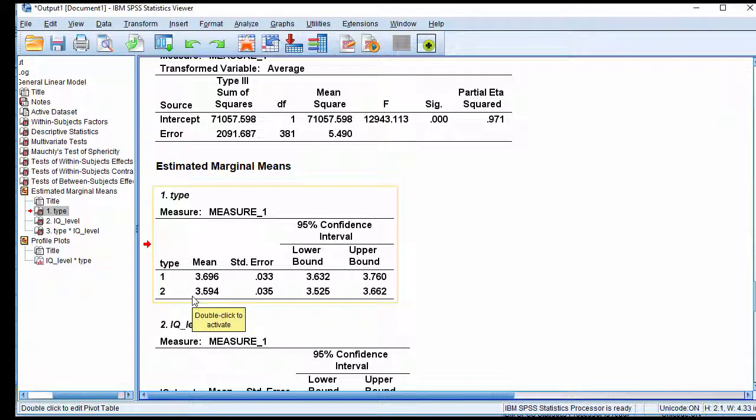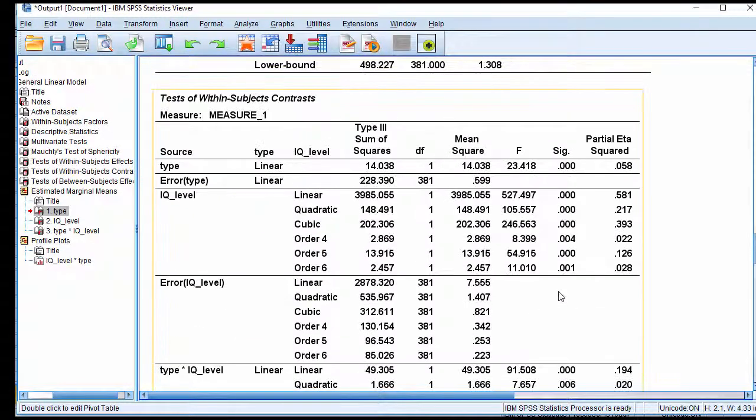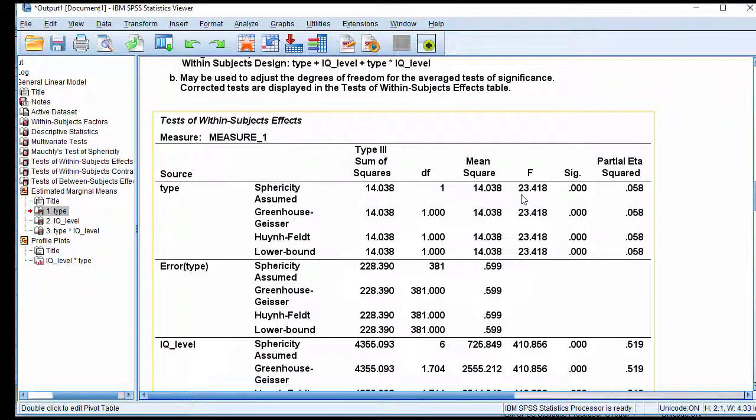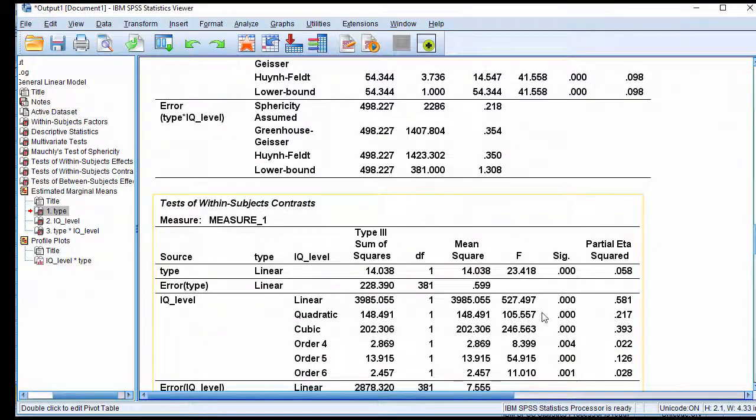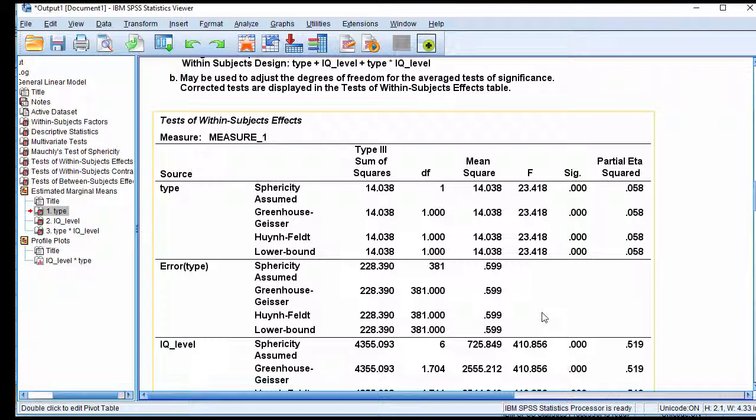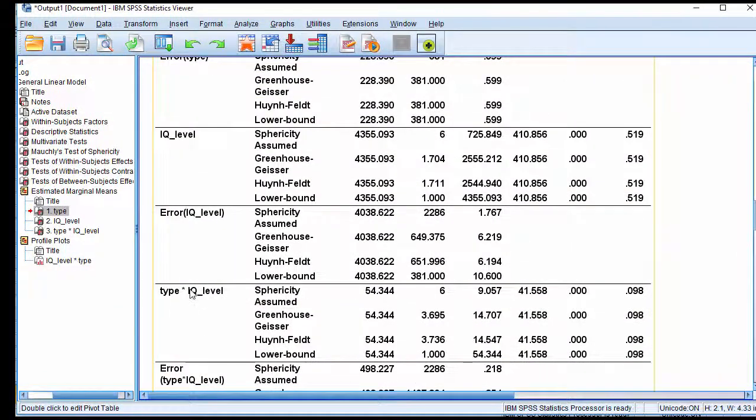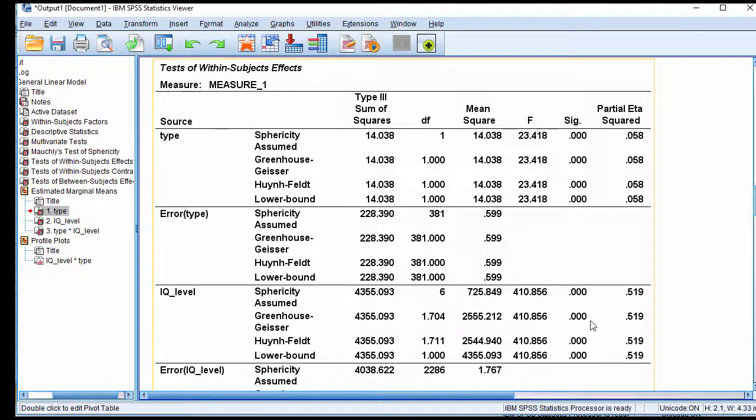So on average, when you exclude consideration for the various IQ levels, you just collapse them, people rated the desirability of a prospective sexual partner a little bit higher than an overall partner for marriage and children, etc. So that is what this is telling you right here. This F value of 23.48 significant is telling me that these 2 means are significantly different from each other. Now, I don't know if I can interpret the main effect because there is a statistically significant interaction, so I'll get to that in a minute.